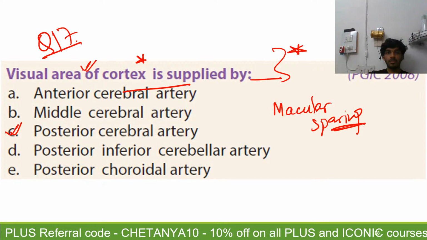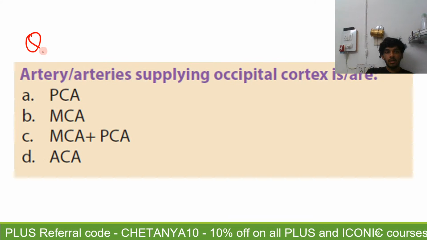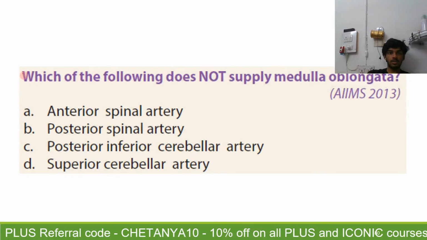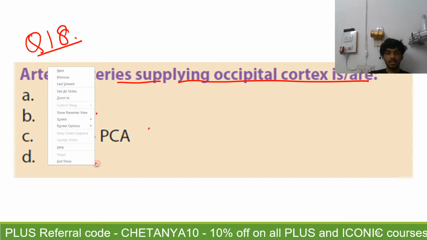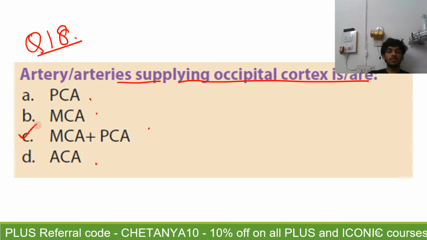Let me move a bit faster. Question number 18. I'll take two questions together so that it goes quickly. Question number 18, tell me first. Arteries supplying the occipital cortex are: PCA, MCA, MCA plus PCA. Okay. Question is same as the previous one. So I will choose option C. Why? Because macular region is supplied by MCA. The rest is supplied by PCA. So MCA plus PCA is the correct answer.